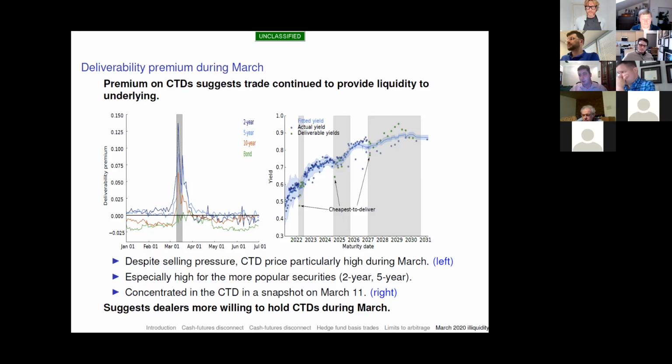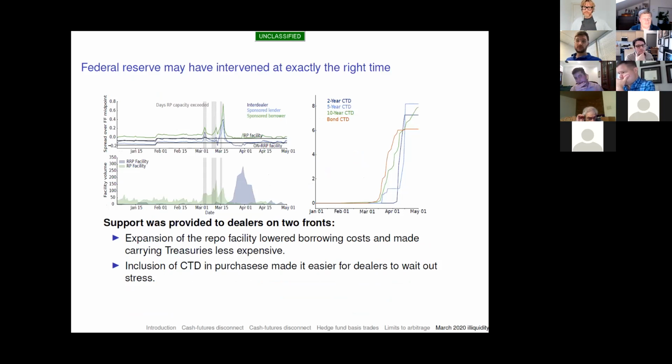So in particular, the Fed intervened in two ways in treasury markets during this time, both of which we think were important. The first way is by intervening directly into the repo market. What we're showing you here is the rates in different segments of that repo market. We have the sponsored borrower rate, think hedge funds, the sponsored lender rate, think money market funds, and an interdealer rate over here. The two black lines here denote the rates on the Fed's repo and reverse repo facilities.